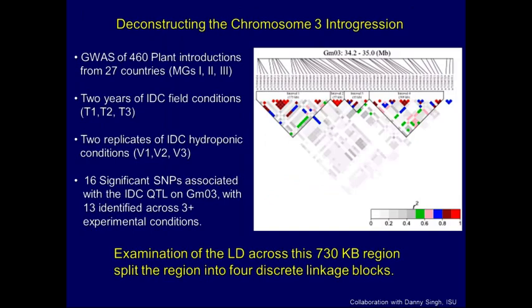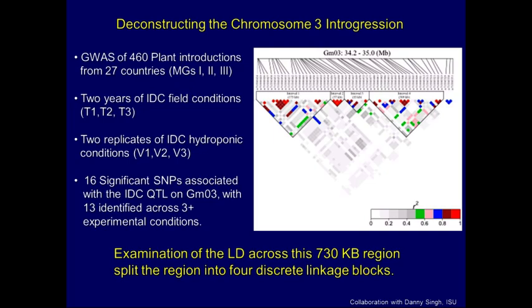We were really lucky to start collaborating with Danny Singh's lab, and they were using GWAS to look for different sources of iron deficiency tolerance. They had 2 years of field studies and 2 years, 2 replicates of hydroponic studies, and this was all done with the SNP chip. On this QTL region on chromosome 3, which spanned 700 kb, they identified 16 significant SNPs associated across 3 or more experimental conditions. When we looked at this data, we were so excited because it was a non-random distribution of the SNPs.